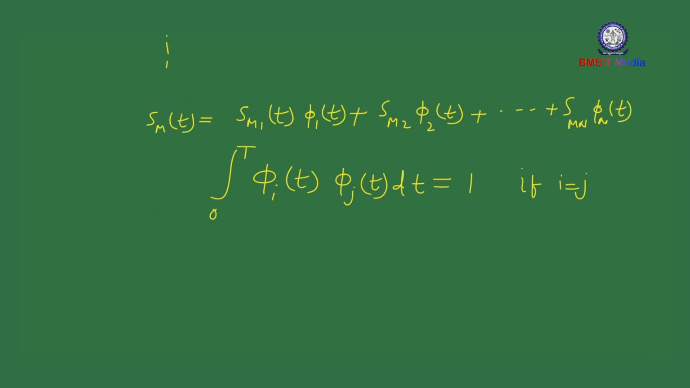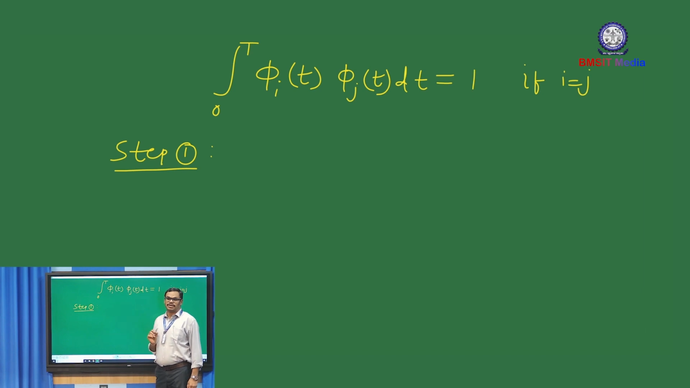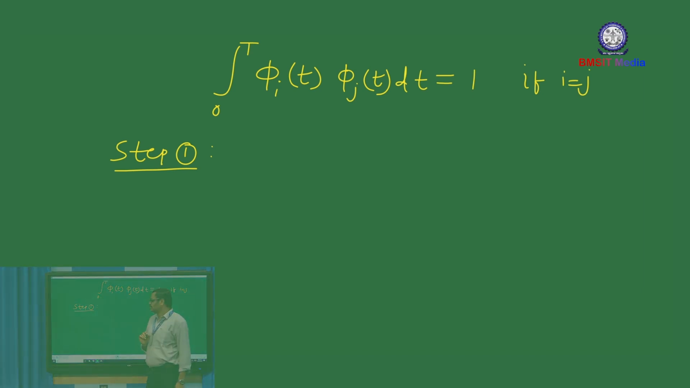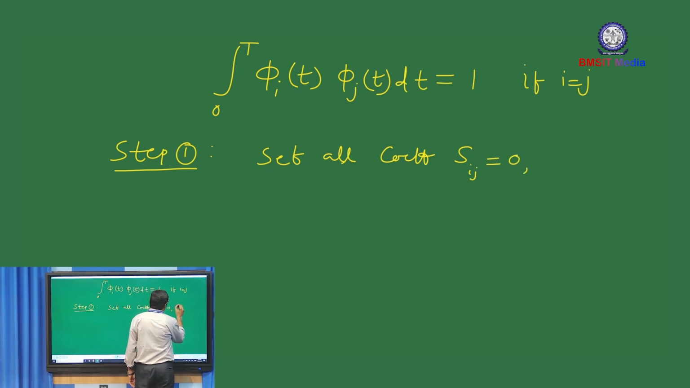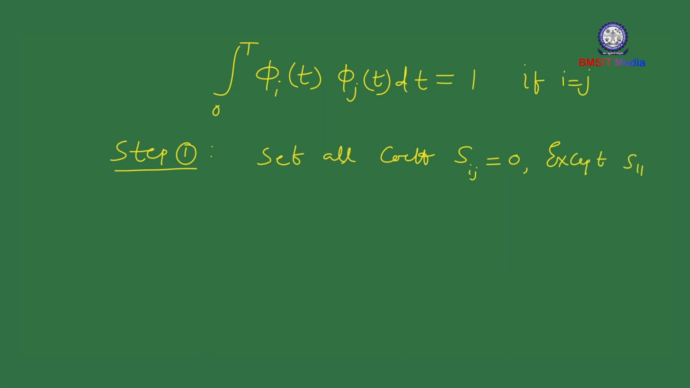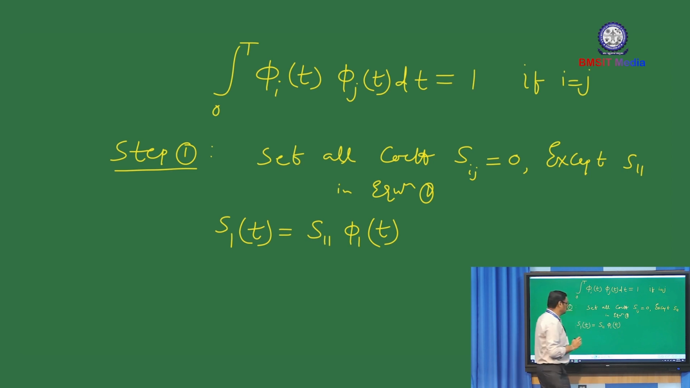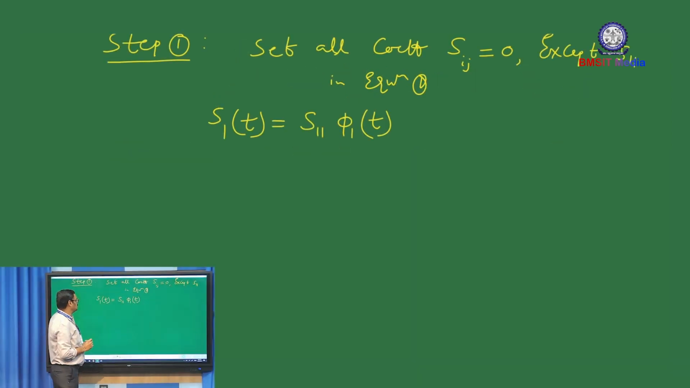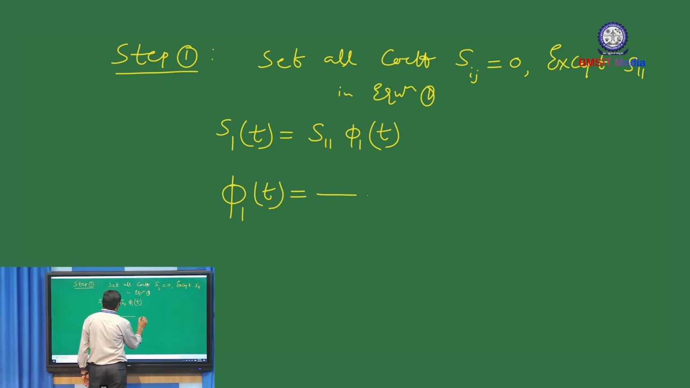So now the procedure is, in step 1, we need to set all coefficients in equation 1 to 0 except s11. So set all coefficients s_ij equal to 0 except s11 in equation 1. With this I can write equation 1 as s1 of t is equal to s11 phi 1 of t. From this equation I can write what is phi 1 of t. Phi 1 of t is equal to s1 of t divided by s11.